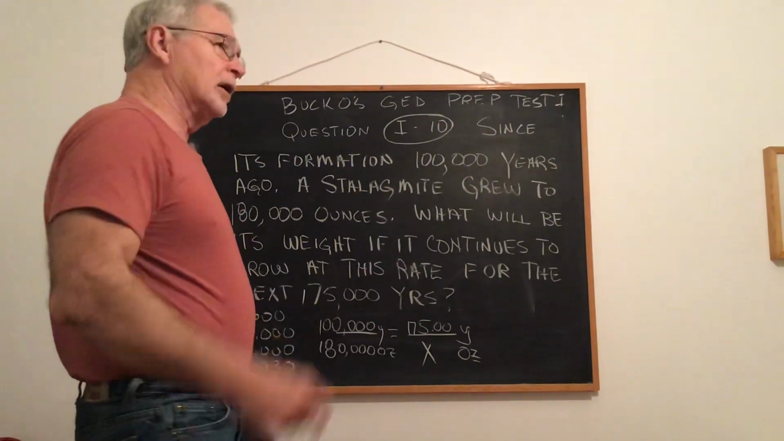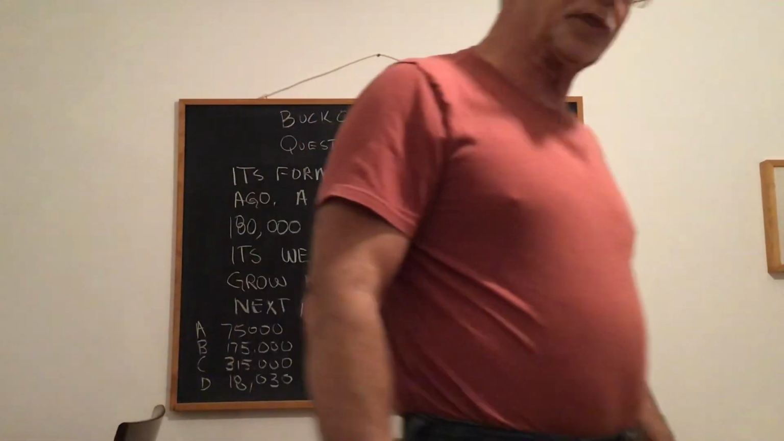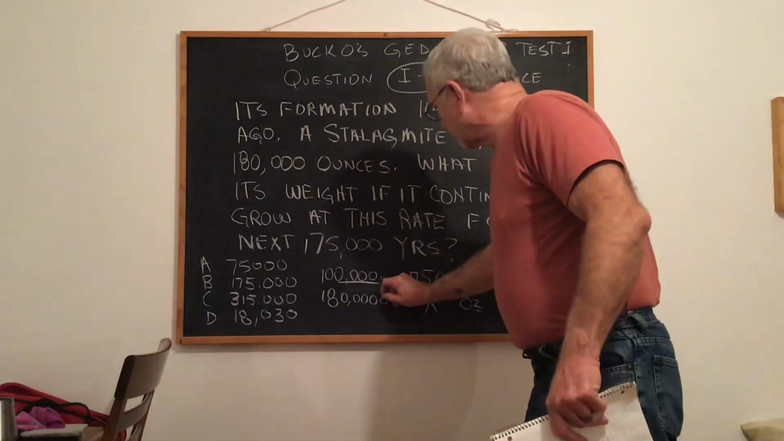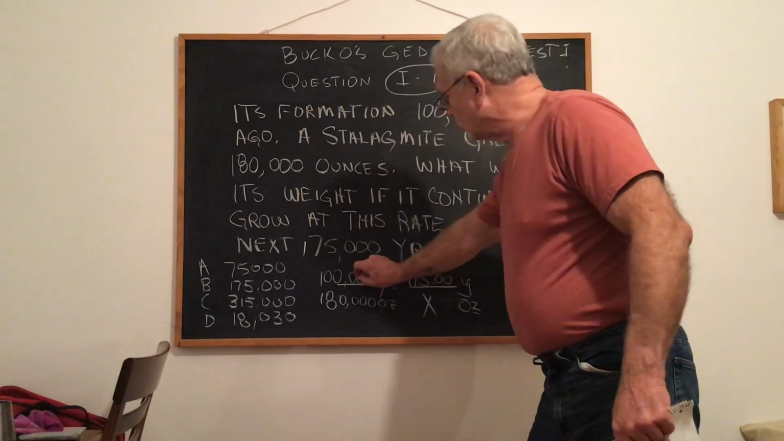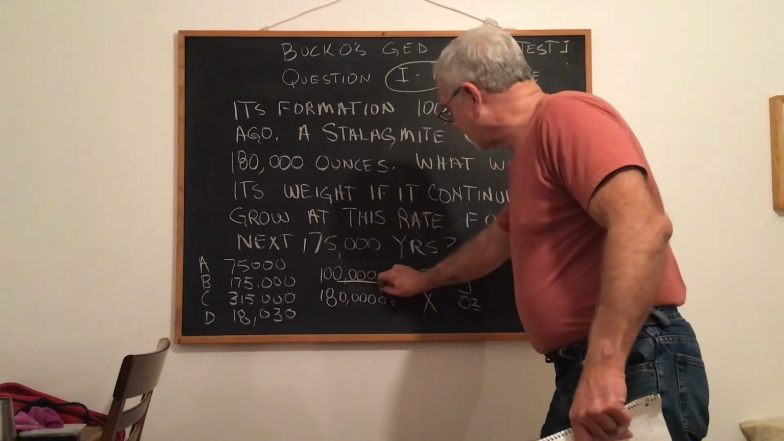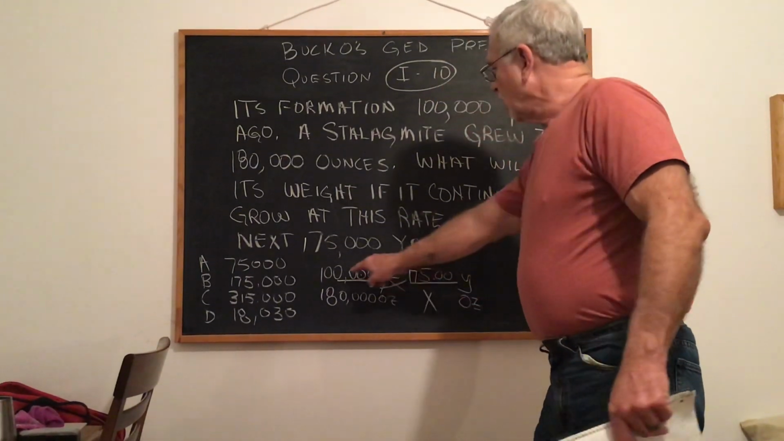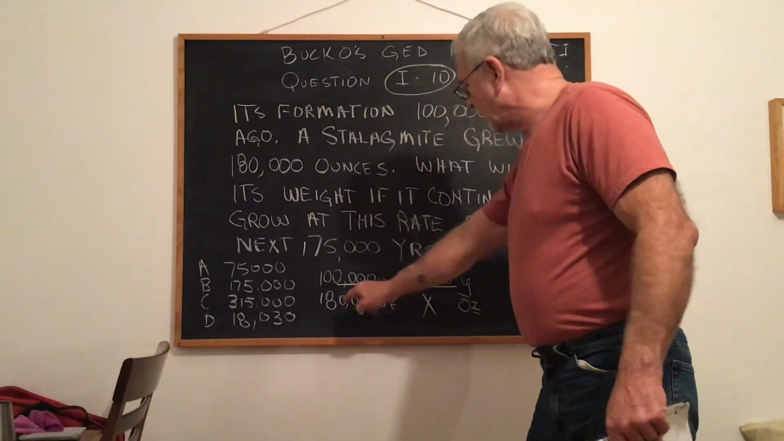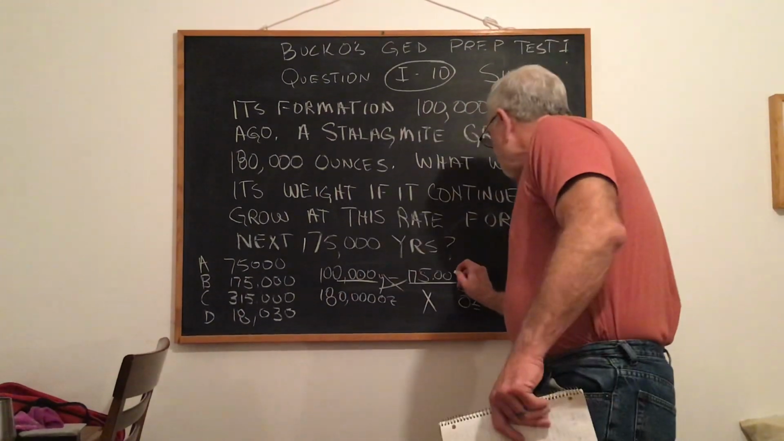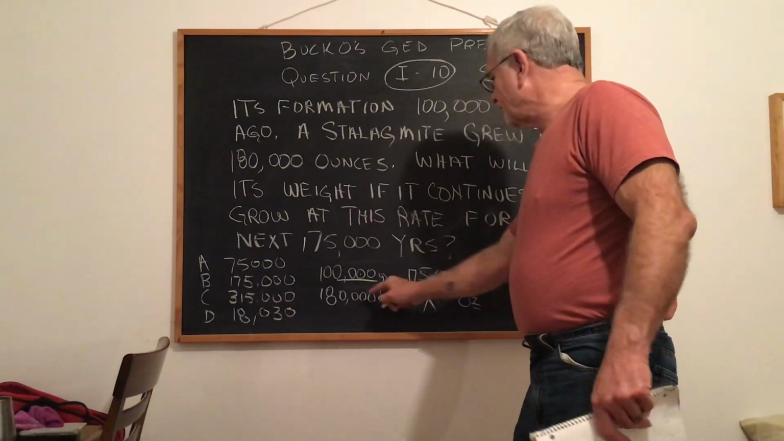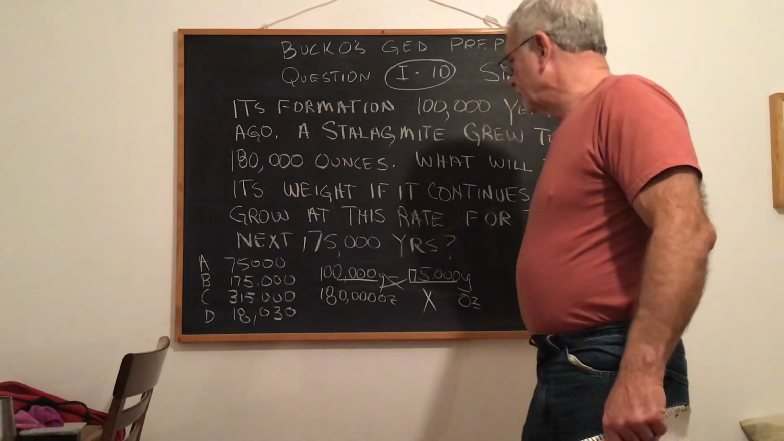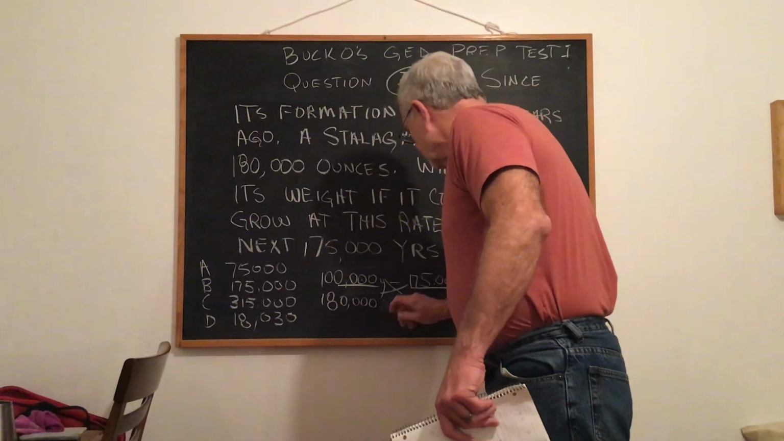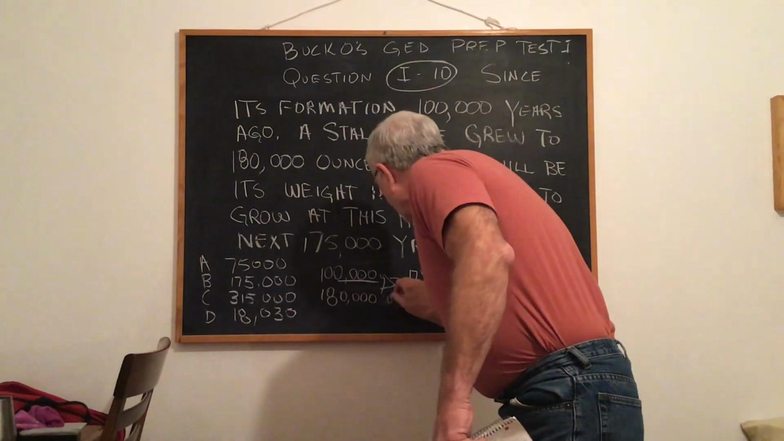All right. Now, a cool thing about proportions is you can go cross products. You can multiply this guy by that guy, and it's got to equal this guy times that guy. So 100,000 times X is going to be equal to 175,000 times 180,000 ounces.